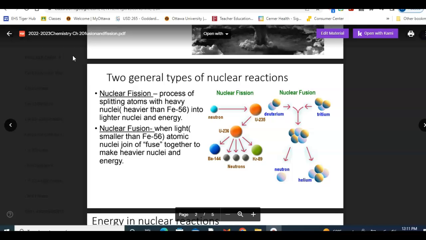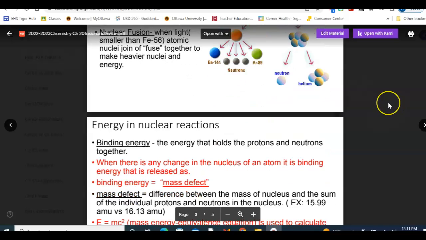Nuclear fission is the type of nuclear reaction that occurs in a nuclear power plant. Nuclear fusion occurs in the sun. Nuclear fusion produces way too much energy in order to actually have that reaction done in a nuclear power plant. Way too much energy to harness, and byproducts are very dangerous too.